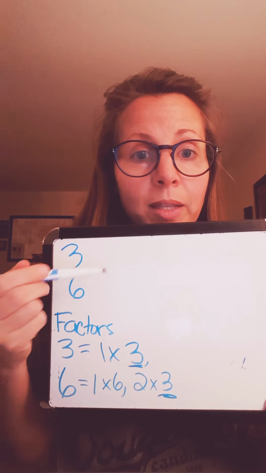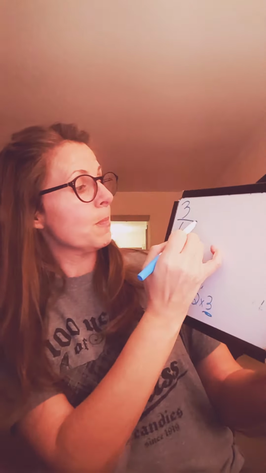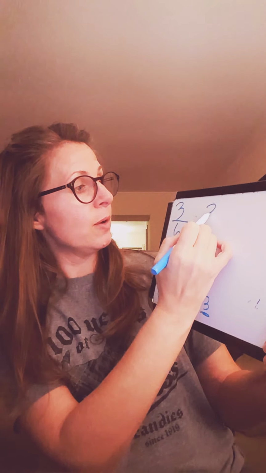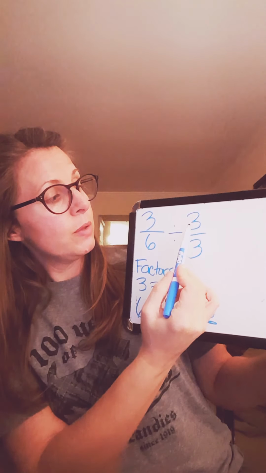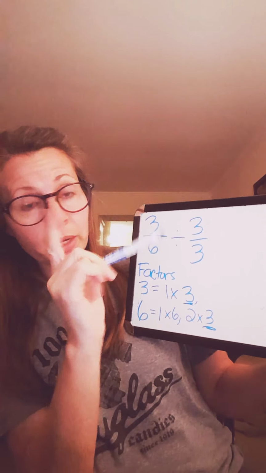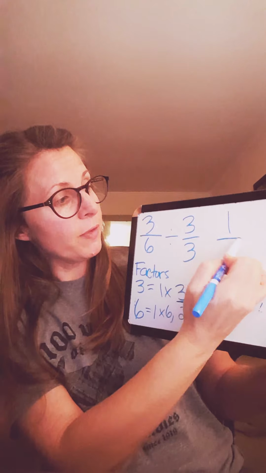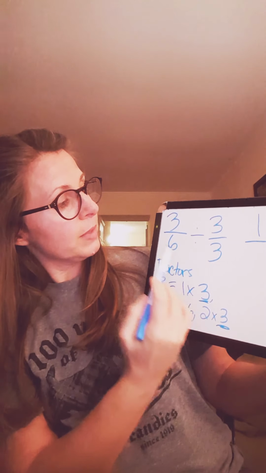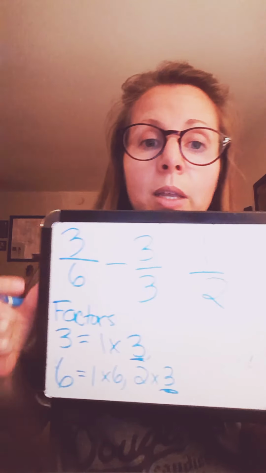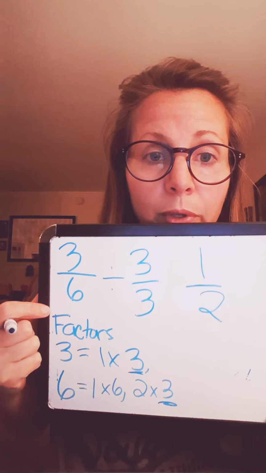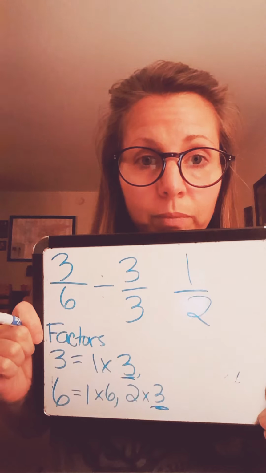So let's set this up top here. We're going to divide by 3 on the numerator and the denominator. Okay? 3 divided by 3 is 1. I need my fraction line. 6 divided by 3 is 2. 3/6 in its simplest form is 1/2.